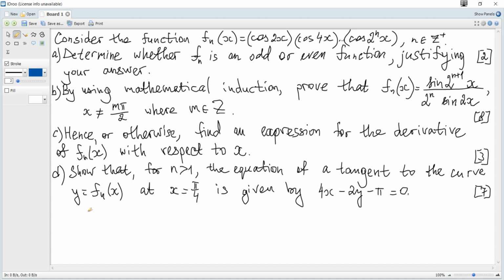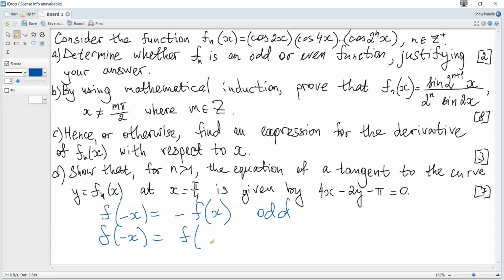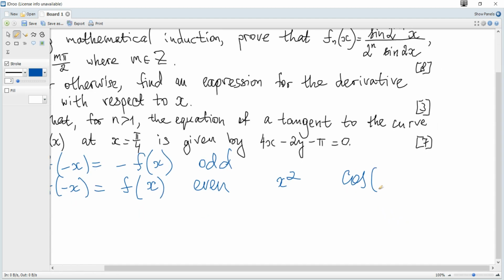By definition, an odd function is when f of negative x is negative f of x. For example, x cubed. An even function is when f of negative x is f of x. For example, x squared, and for trigonometric functions, cosine is an even function. Cosine of negative x is cosine of x.